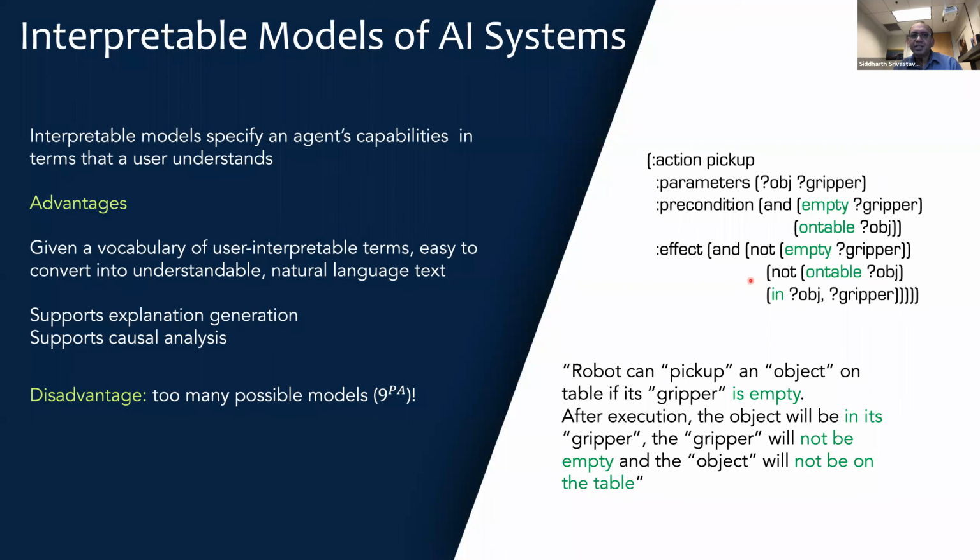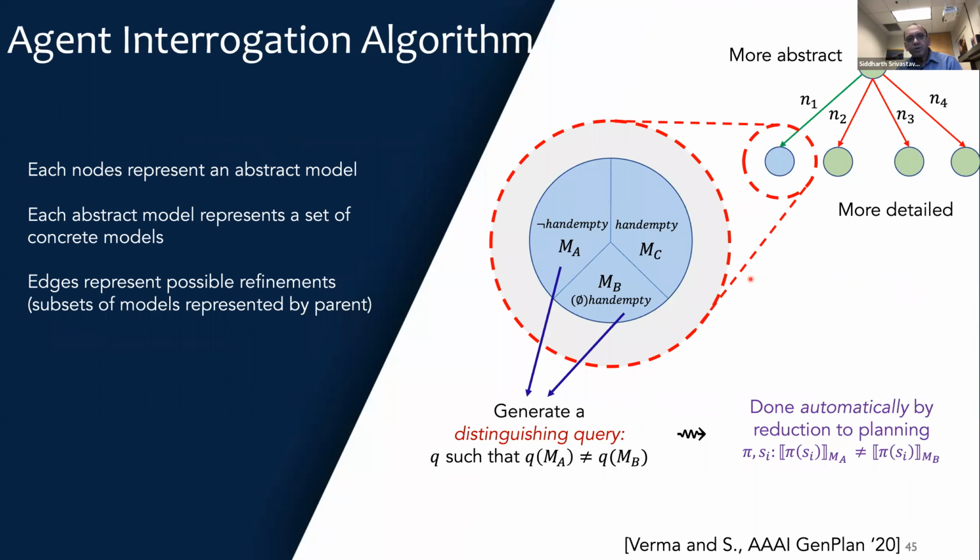The only catch is that there are too many such models. In fact, if you have p predicates, it's 9 to the p, so it's exponential in the number of relations you want to use to express things. So we have to be clever about identifying the right model of the given AI system. And in order to do that, we found that abstraction is really helpful once again.